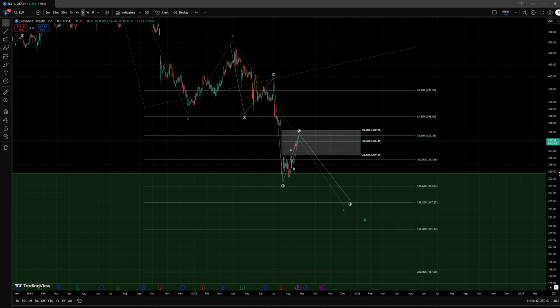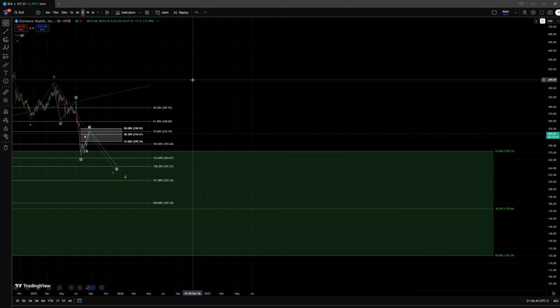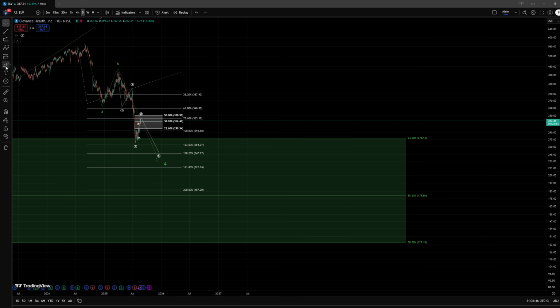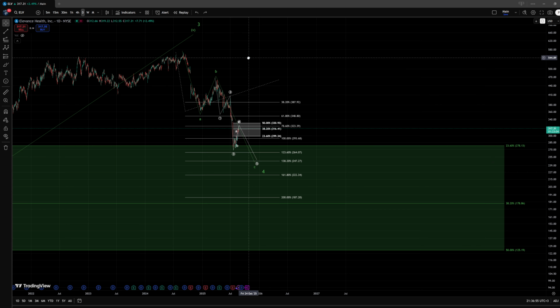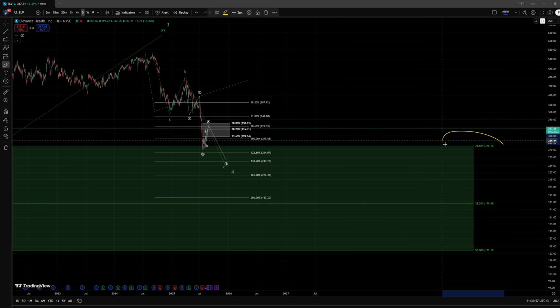Now, overall, these are the levels. This is the trade setup. Also on the long time frame, we still have quite a lot of room. We did already retrace 50% of the price, and we only got to the first level of support.